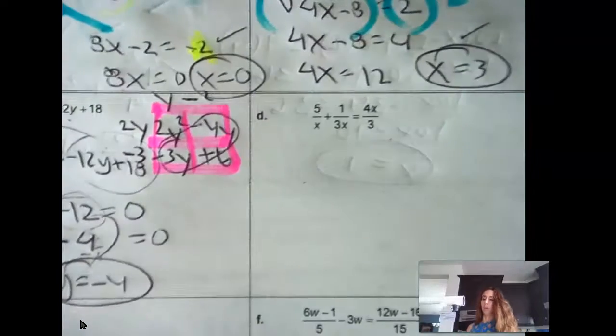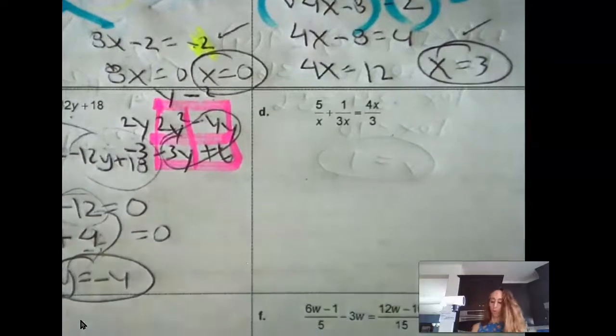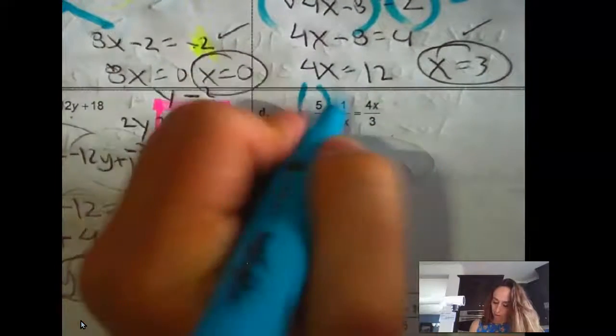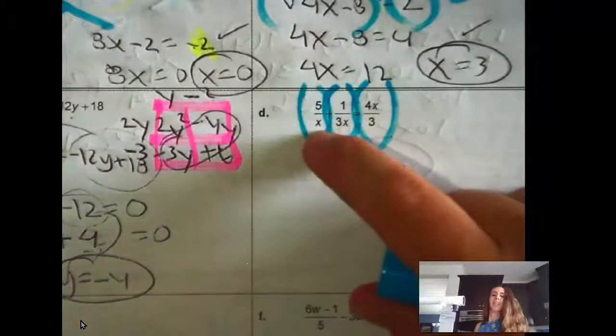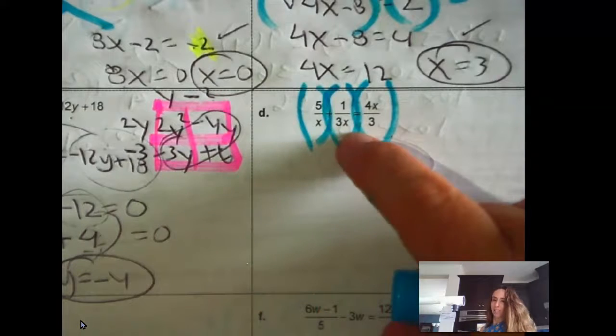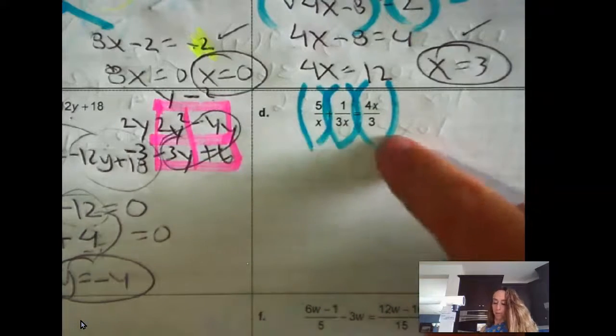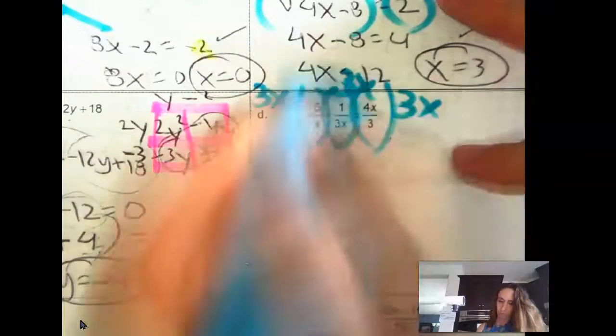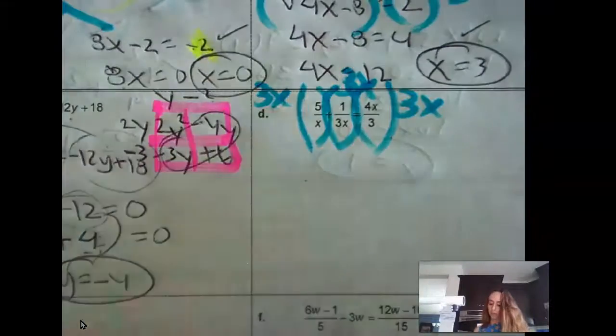All right. Uh-oh, this is a fraction. What do I want to do? I want to get rid of the fraction. So I notice the first thing has an x. The second thing also has an x, and it has a 3. And this one also has a 3. So if I multiply everything by 3x, I could eliminate stuff.